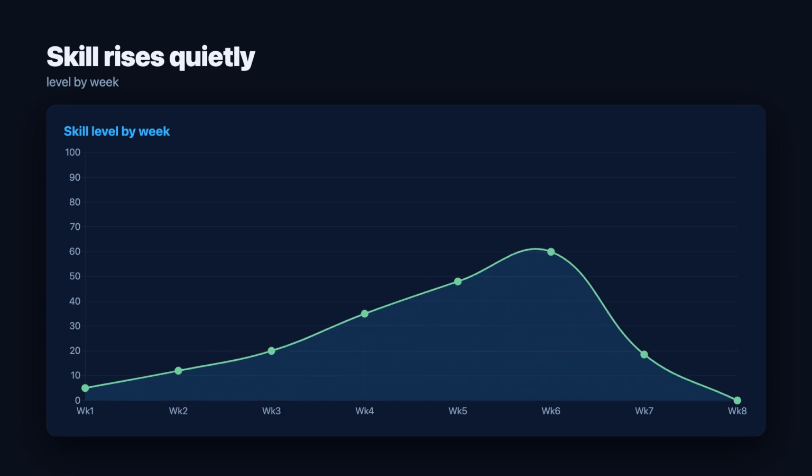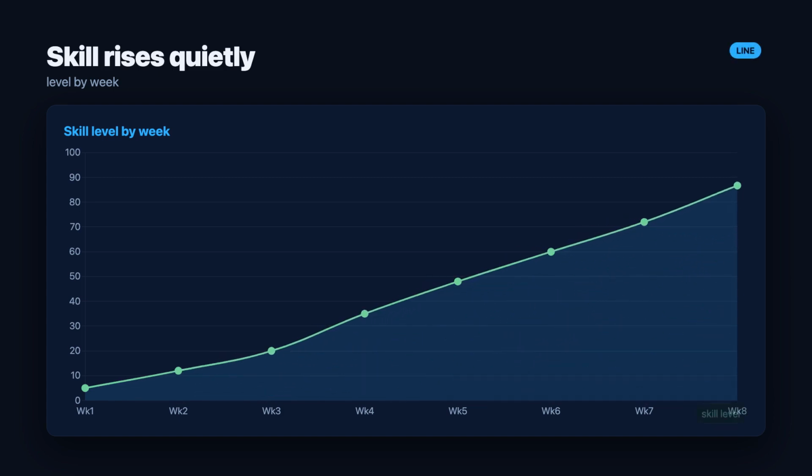Here is the quiet truth, drawn as a line. Skill rises, and for most of the journey it rises invisibly. You will not feel smarter day to day. But measure week to week, and the line does not lie. You are climbing, even when the climb is too slow to feel.